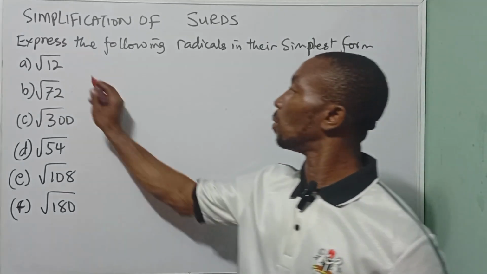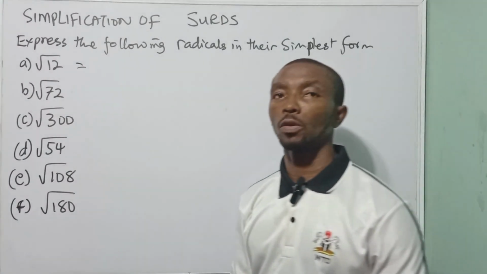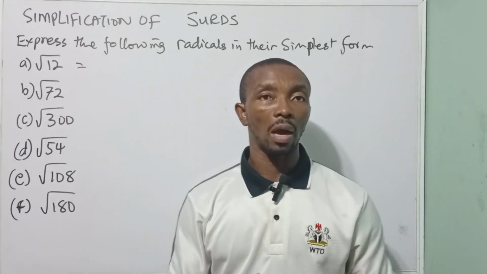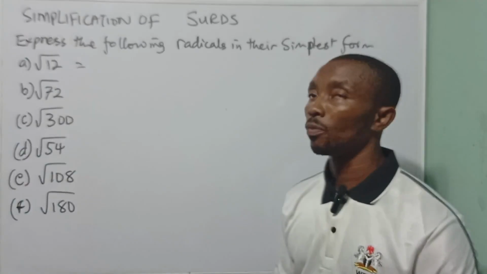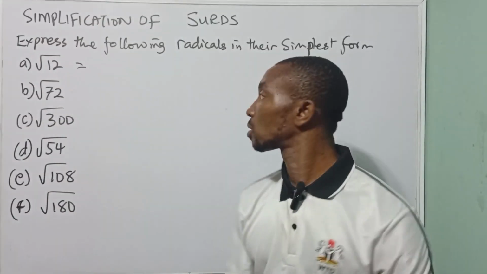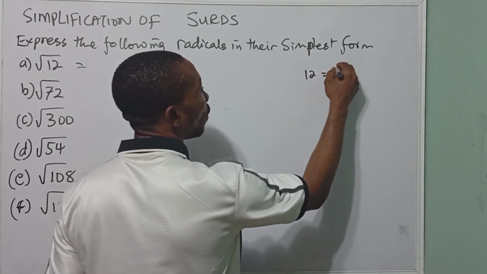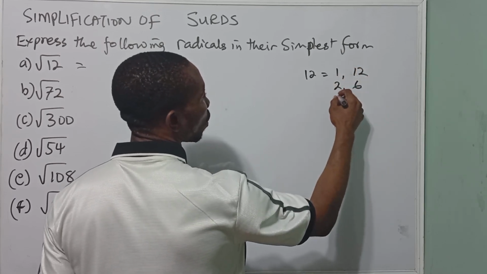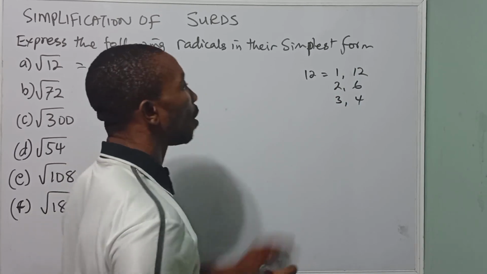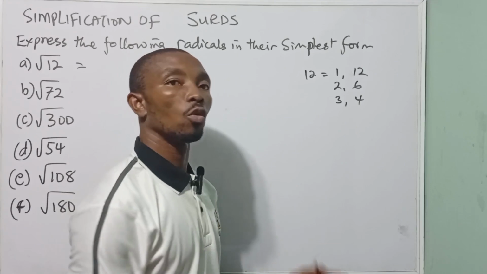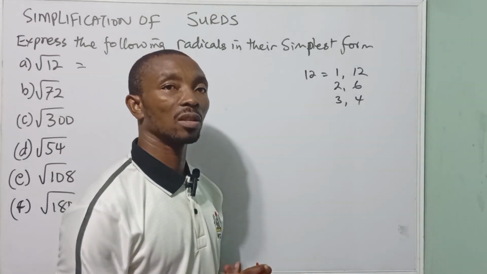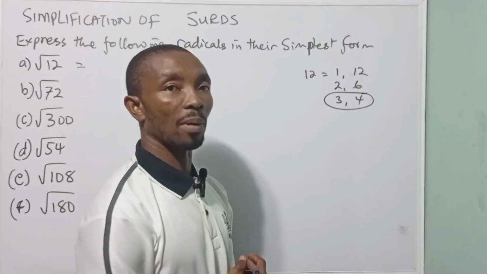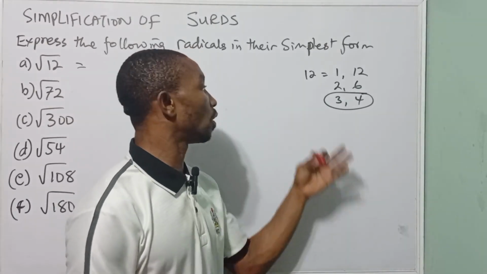Now, if we look at the factors of 12, we have 1 and 12, 2 and 6, and 3 and 4. Among all these factors of 12, which of them is a perfect square? Our 4 is our perfect square, where we have 2 times 2 to give us 4.